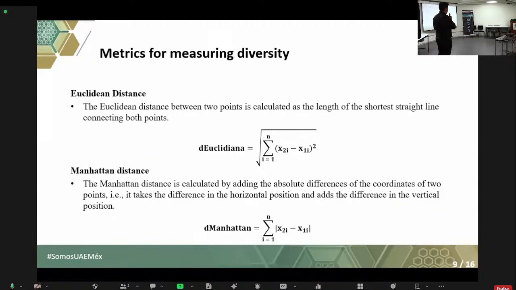And finally, the metrics used are the Euclidean and Manhattan distances. Euclidean distance between two points is calculated as the length of the shortest line connecting both points, and Manhattan is calculated by adding the absolute differences of the coordinates of two points. It takes the difference in horizontal position and adds the difference in vertical position. To use that metric, I need to do two things. The first, I need to transform my type of data, because I work with phenotypes.